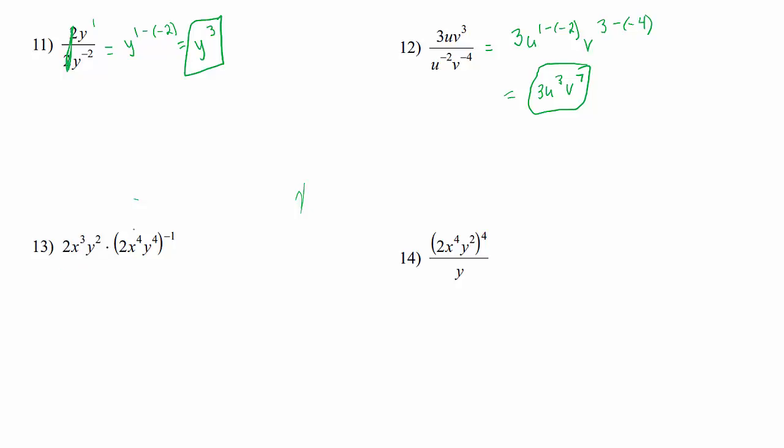I can't start combining my 2's and my x's and my y's because I have to take care of the exponent first. Remember, order of operations says to take care of parentheses before anything else, so as long as there's parentheses, I can't mess with combining the x's and the y's and the 2's. When I give all of these the negative exponent, it just changes their signs.